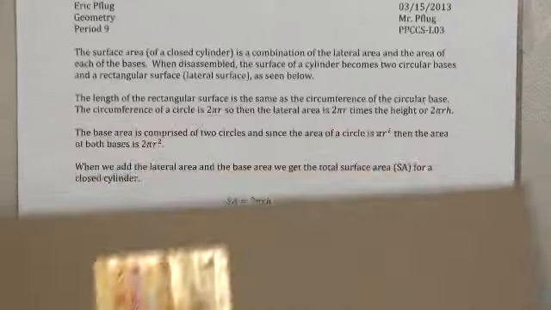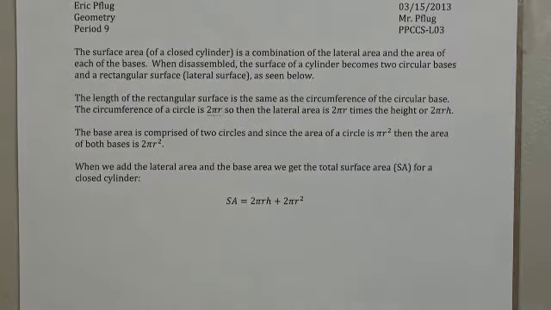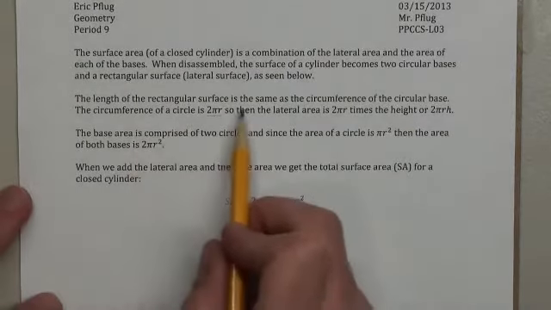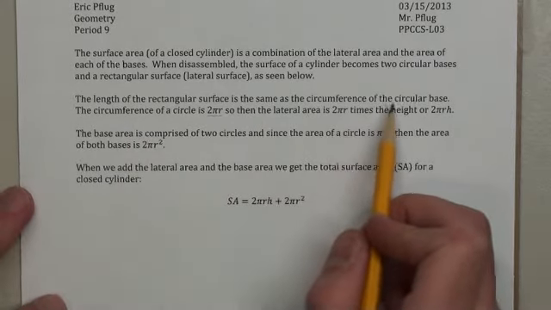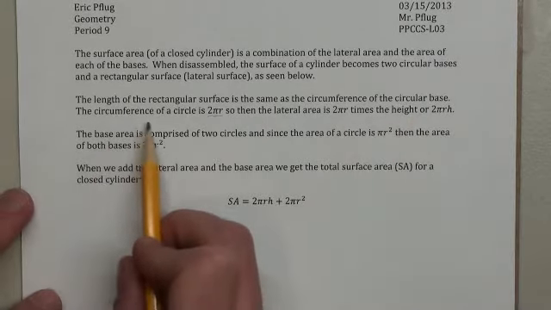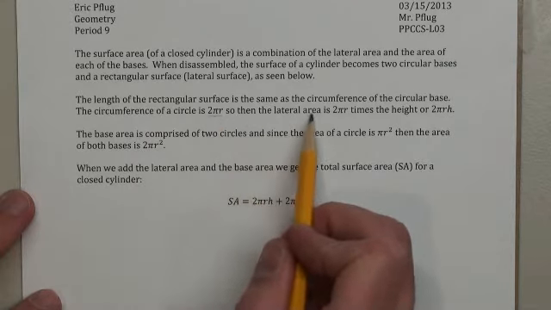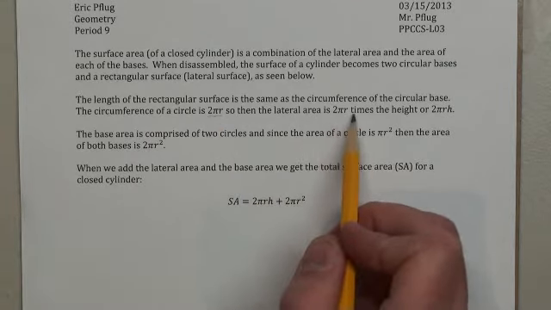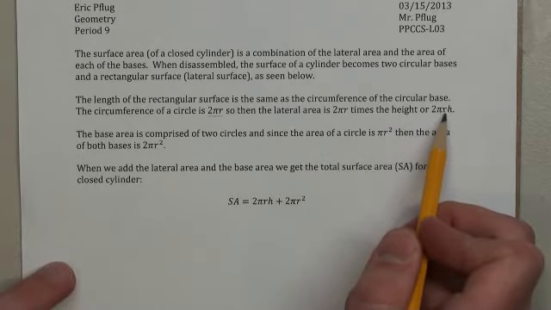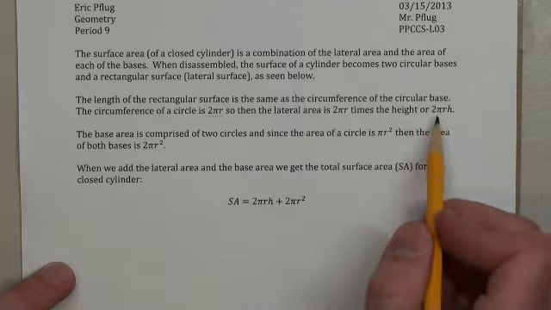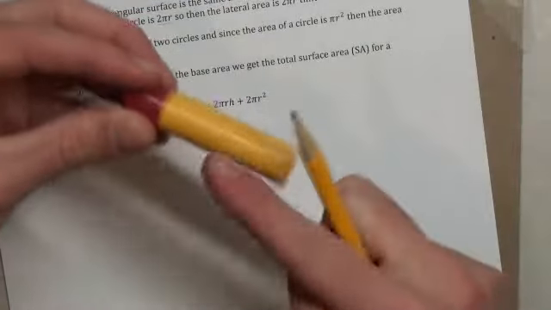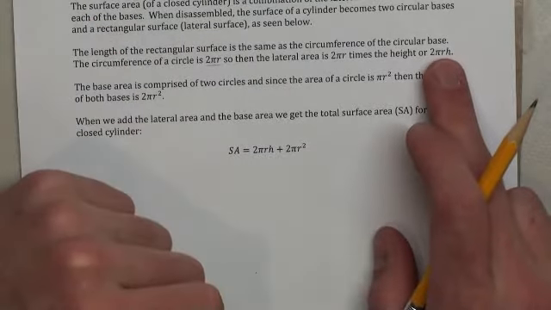Okay? So let's go back to our thing here. The length of the rectangular surface is the same as the circumference of the circular base. The circumference of a circle is 2 pi r. So then the lateral area is 2 pi r times the height, or 2 pi rh. That's exactly what I just said. So the lateral surface area is 2 pi rh.